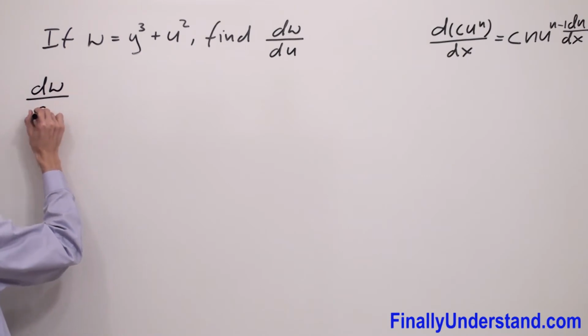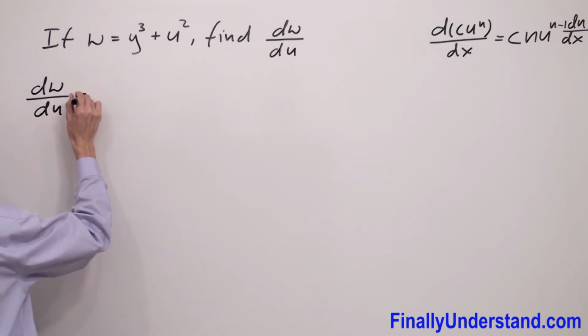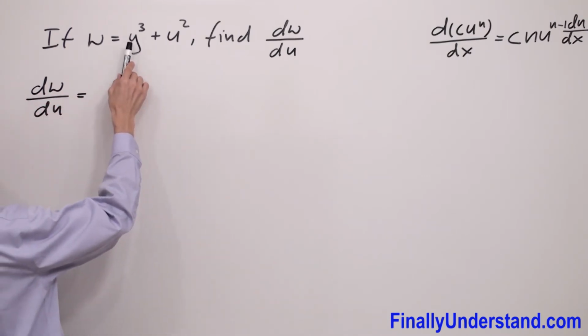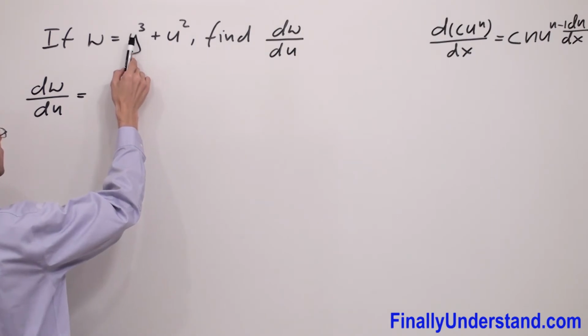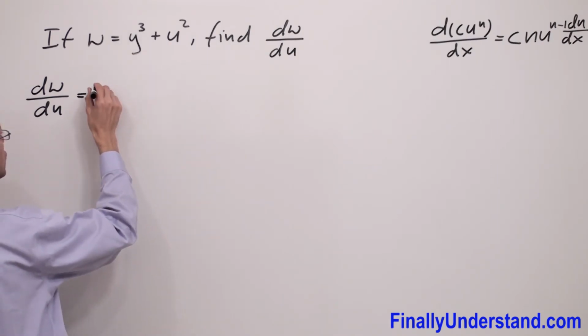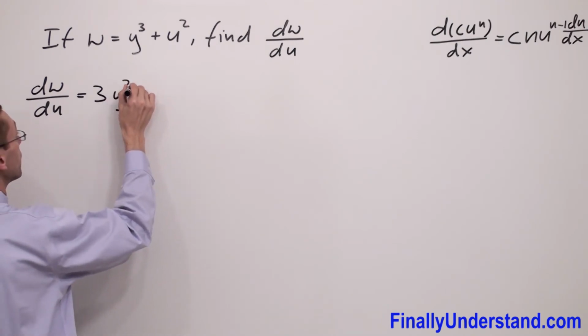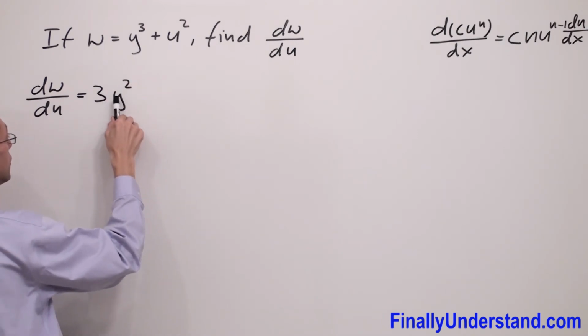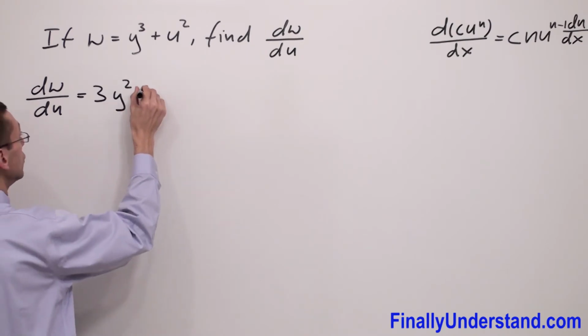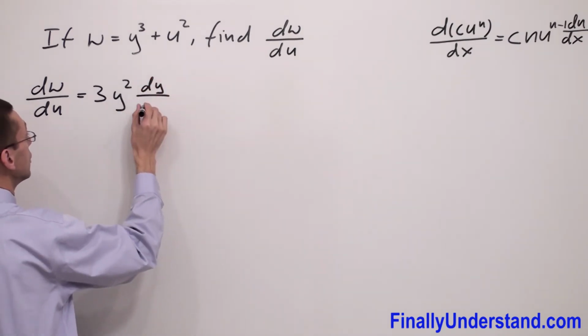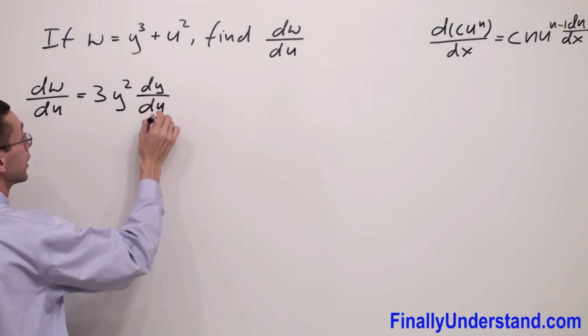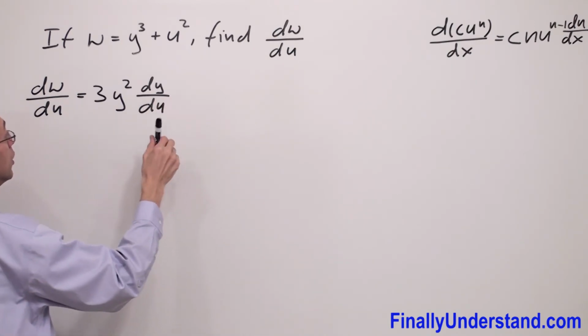dw over du is equal. You're supposed to find the derivative of the first term, which is going to be 3y to the second power. And we're supposed to find the derivative of y. So I have dy over du. Okay, everything is according to the rule.